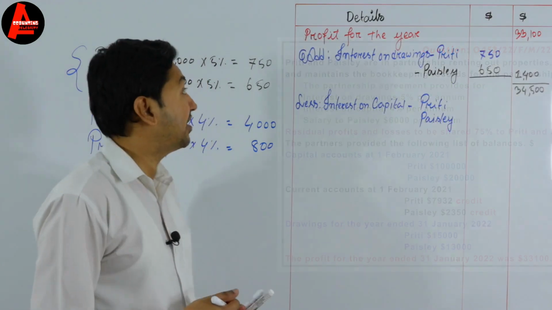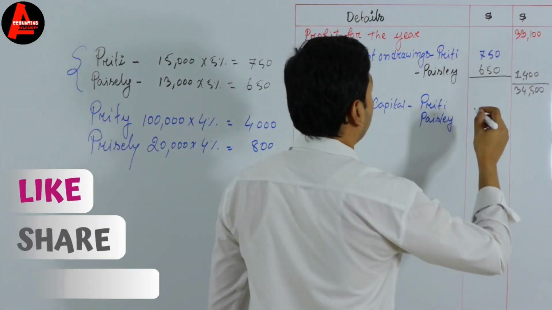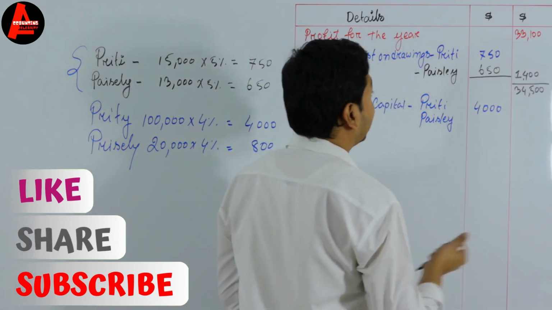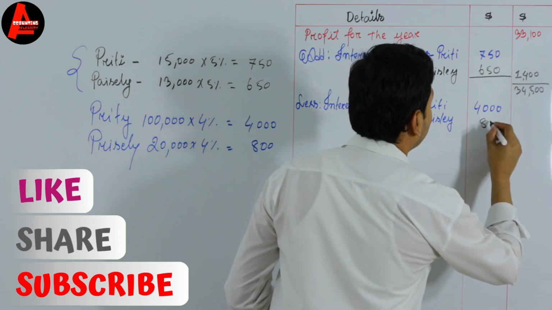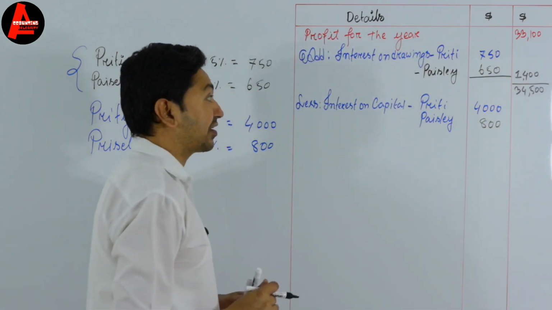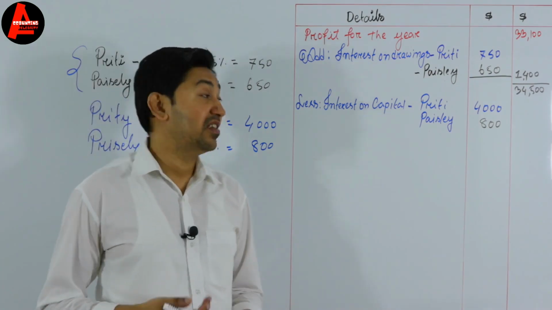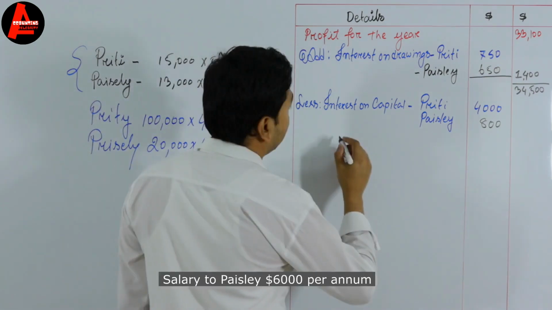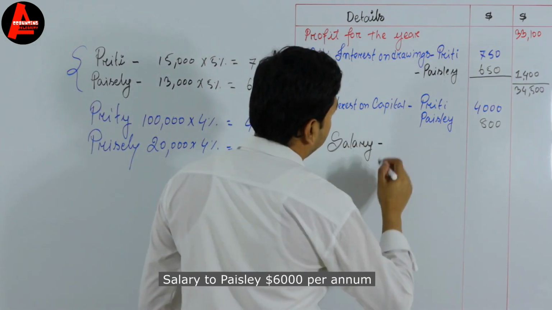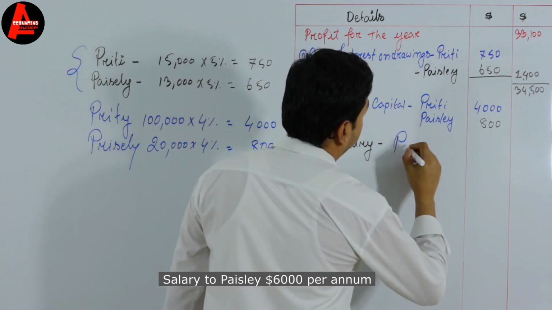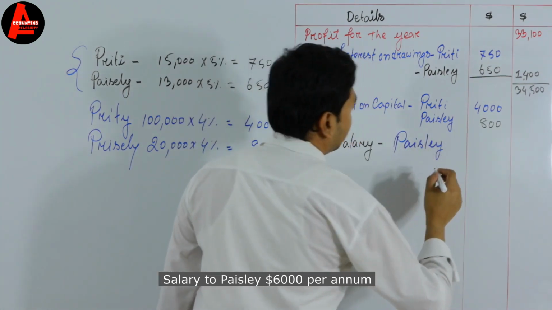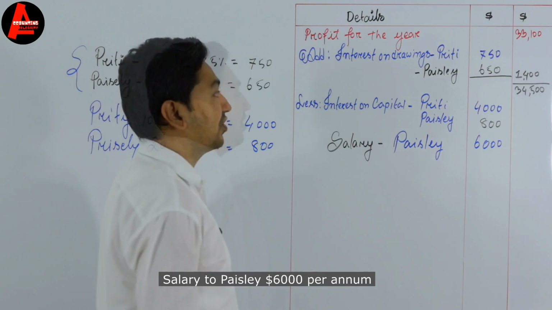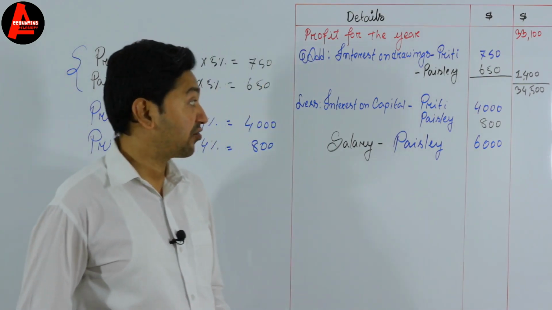Okay, so these are the interest on capital for these two partners. Now let us write here. Preeti, it is $4,000. For Paisley, it is $800. Okay, so we wrote interest on capital. So now we need to write salary as it is an expense. Okay, so let us write here salary. So it will be for Paisley, so $6,000. We will write here 6,000. Okay, so these are the expenses we have on the question.